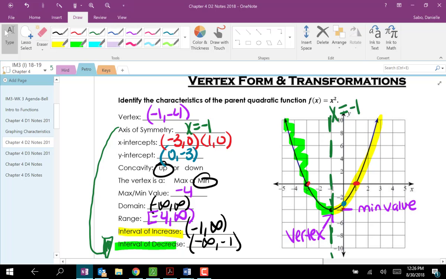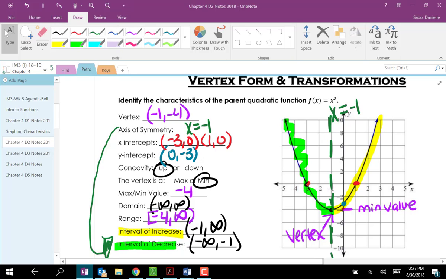When I do interval of increase and decrease, I look right at the axis of symmetry, which is right here in the middle. And then I ask myself, does the left side or the right side increase or decrease? Good, the axis of symmetry. That is just the x value of your vertex. So my vertex right here is -1, -4, so my x value is -1. It's the line that if I were to fold it in half would be symmetrical. So if I were to take this corner and this corner and fold it over the line, it should be perfectly symmetrical. If you are a visual person, you can visualize that.